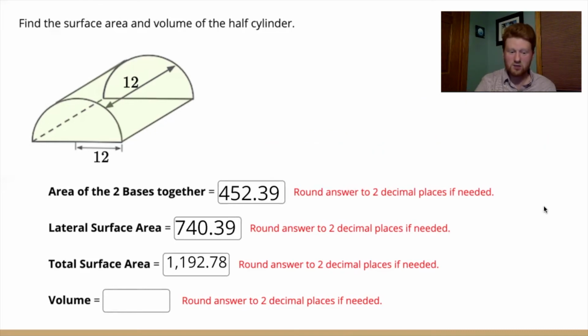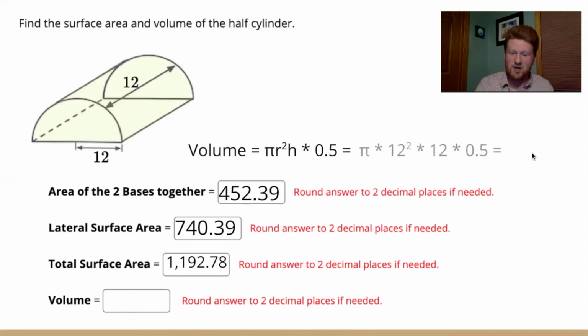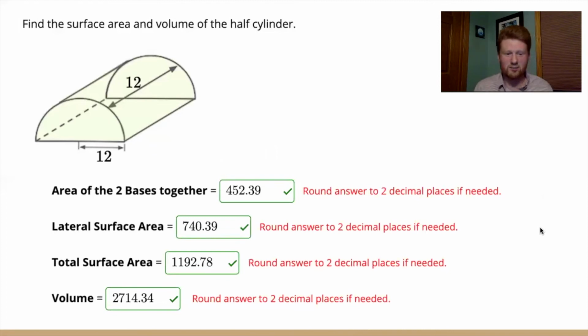Going on to volume here, same thing. We're going to do the area of the base times the height. But in this case, we can kind of just think of it as the volume of the cylinder with these dimensions divided by 2. And you'll see that in a second. So our volume is pi r squared h, which is the volume of the full right cylinder, times 0.5, which is just pi times 12 squared times 12 times 0.5, which equals 2,714.34. And again, you'll see if you do that in your problems correctly, you'll get the green check mark.